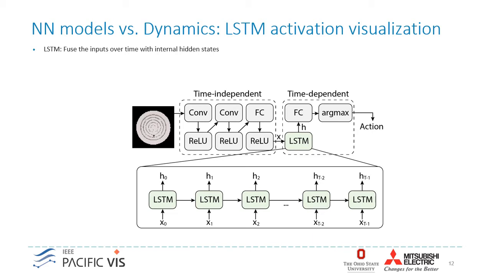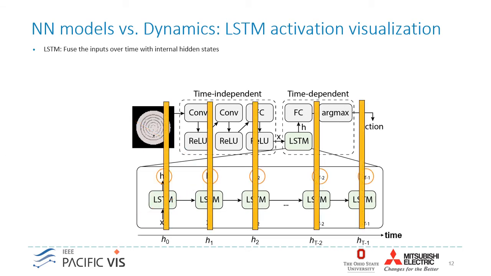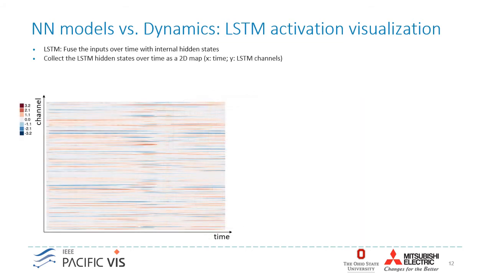Let's briefly review how LSTM works. LSTM works by recursively fusing the current input, previous input, and an internal vector called the hidden state over time. The hidden state is designed to encode temporal information, and this is what scientists want to understand. As the hidden state values change over time, by stacking these time-varying vectors, we can form a 2D map, where the x-axis represents time and the y-axis represents the hidden state elements, which are typically called channels.